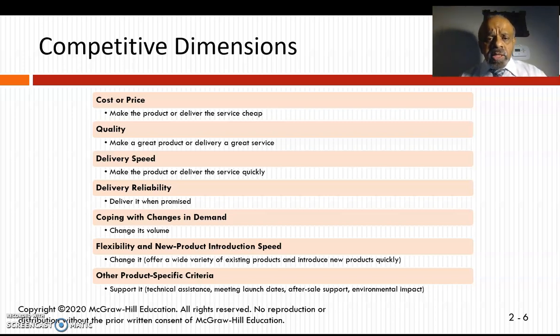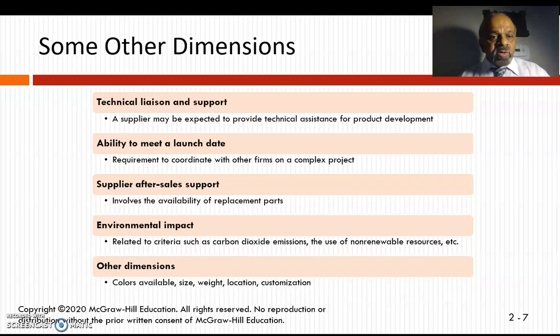and the competitive dimensions include cost or price, quality, how fast they can deliver the product, how reliably they can deliver the product. If there is a change in demand, how the company can cope with the demand, how flexible the company is in its introduction of new products and customizable products, and also various other specific criteria in services, support, and so environmental support, social responsibility support, those kind of things. These are the competitive dimensions for companies.